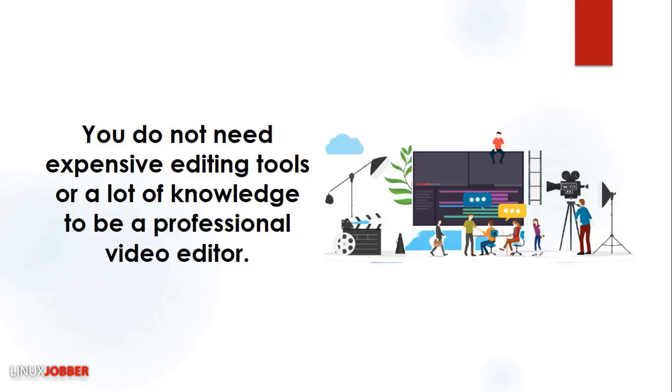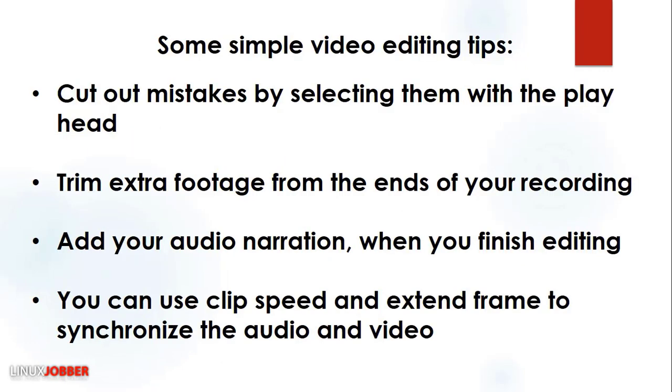To start, cut out mistakes by selecting them with the playhead, then clicking cut. To trim extra footage from the ends of your recording, drag the end of the clip in. When you finish editing the video, add your audio narration. With your narration on the timeline, you can use clip speed and extend frame to synchronize the audio and video in your project.